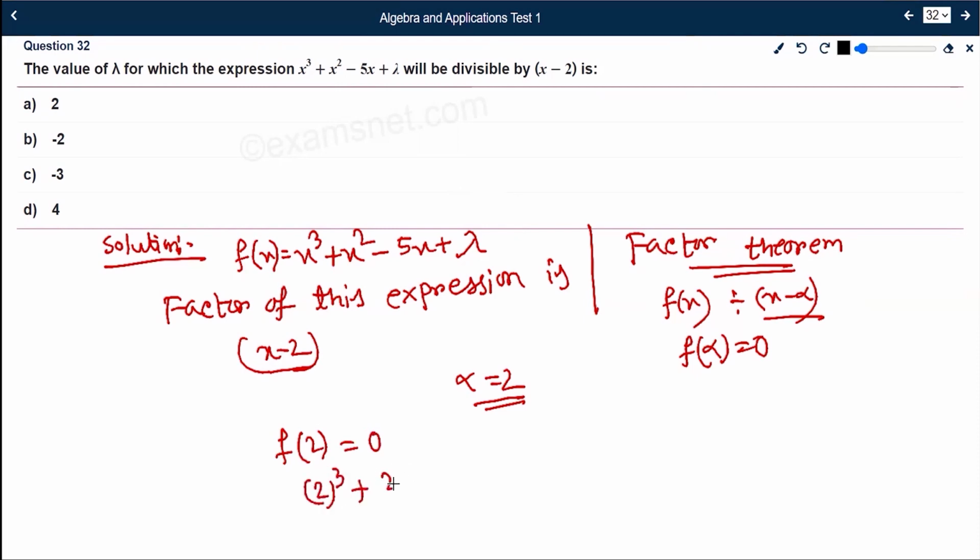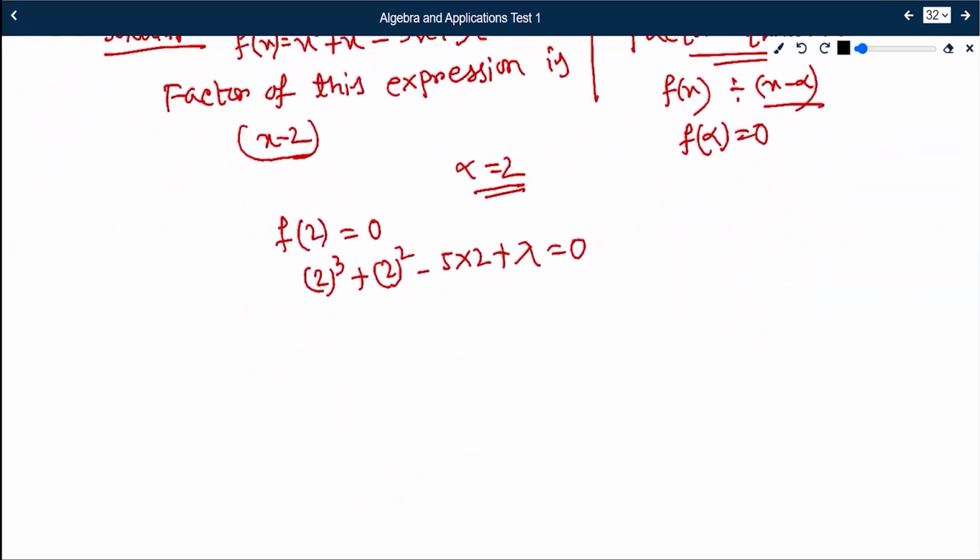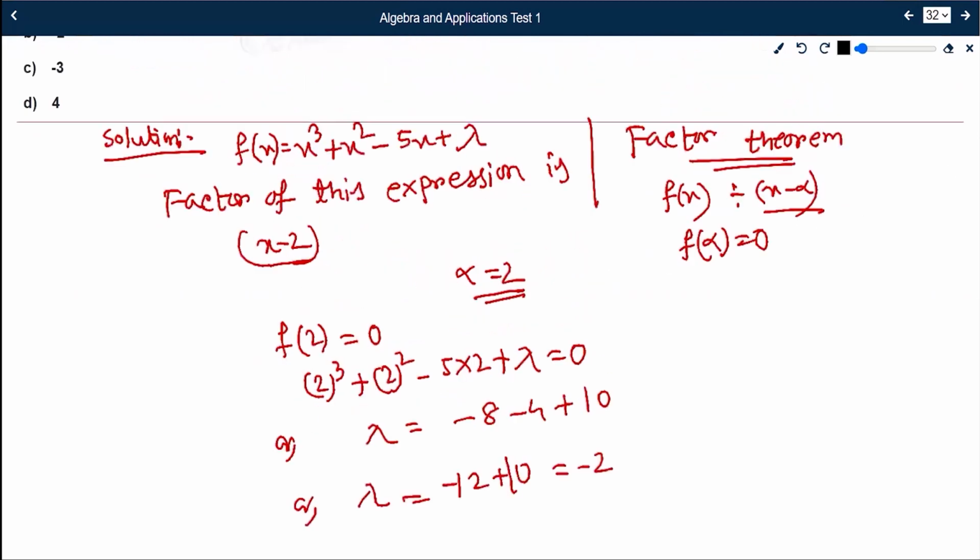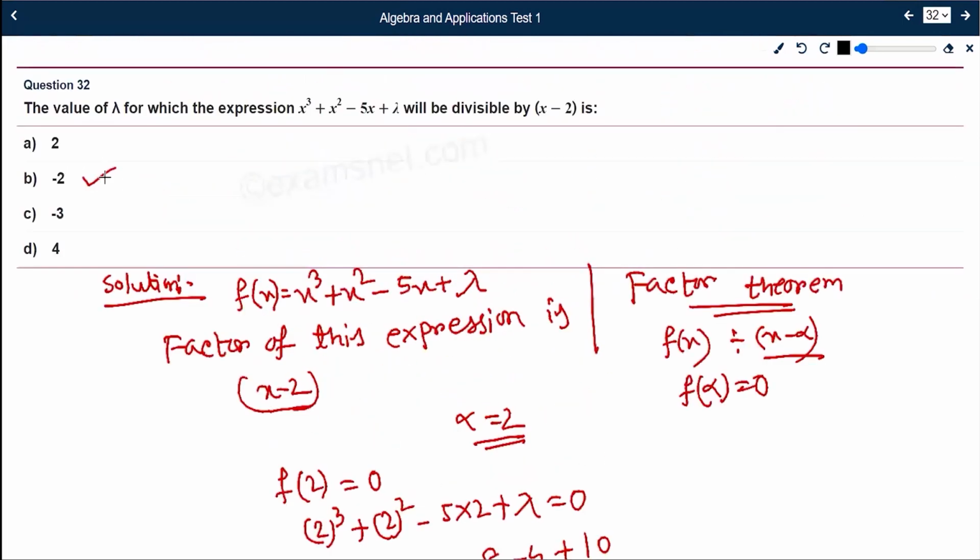2 whole cube plus 2 whole square minus 5 multiplied by 2 plus lambda equals 0. With the help of this equation, we are going to find the value of lambda, that is minus 8 minus 4 plus 10. So here minus 2 is the value of lambda. That means option B is the correct answer. Okay.